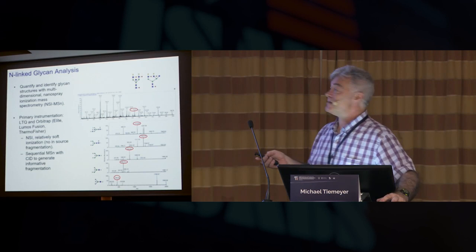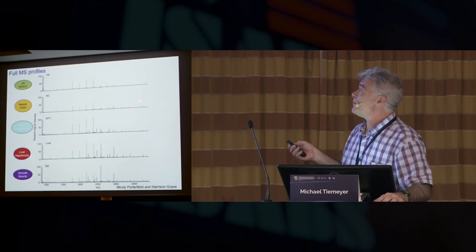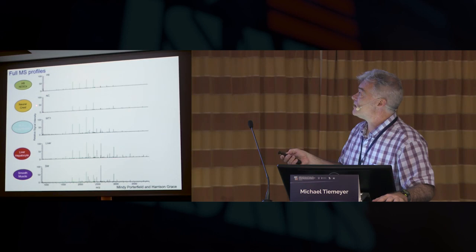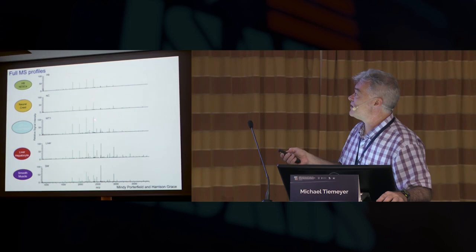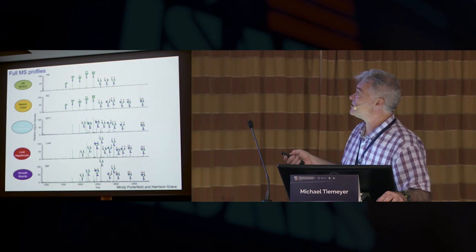So these are representative examples of full MS profiles that have been extracted for stem cells and neural crest cells, the mesendothelial precursor, liver cells, and smooth muscle cells. So increasing differentiation as we go down. The high mannose glycans here I've coded in green. And if you just grossly look at the profiles, you can see as differentiation proceeds, we begin to pick up more and more of these more complex non-high mannose glycans. And those are annotated here.